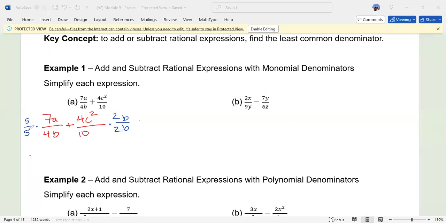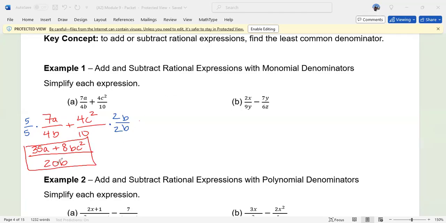So let's multiply straight across. What we do on the denominator, we have to do in the numerator. So I have 5 times 7a, that'll be 35a over 20b. And then over here, I have 4 times 2, that'll be 8bc squared. This right here is going to be our combined rational expression.